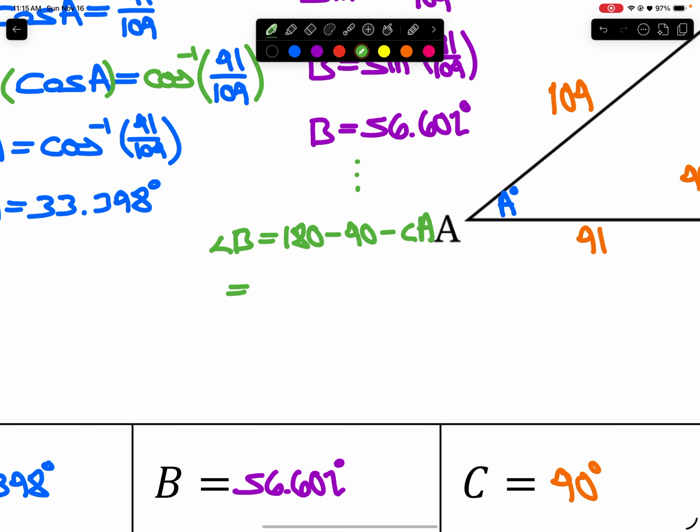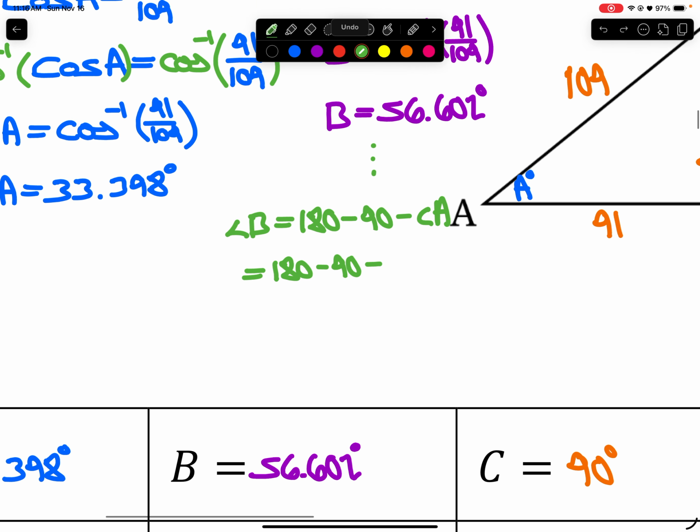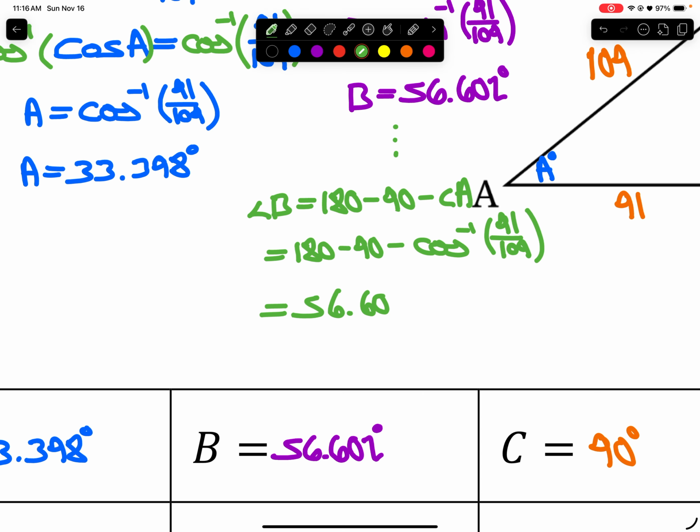Now, angle A, we did say over here that it's going to be inverse cosine of 91 over 109. So if you want to plug this in your calculator, you'll get the same thing. You will get 56.602 degrees.